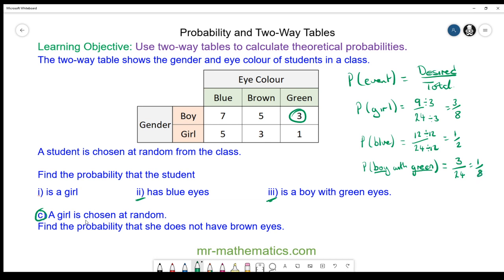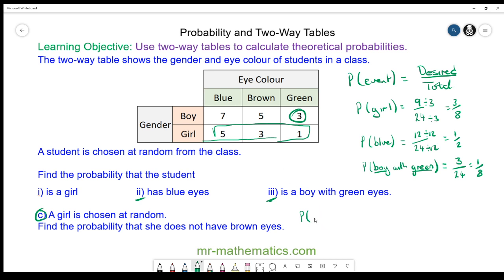Okay, question C. A girl is chosen at random. Now, this makes it more challenging because we are changing the total number of outcomes possible. The total number of outcomes now is the total number of girls, because it is a girl that is chosen. So there is a total of 9.